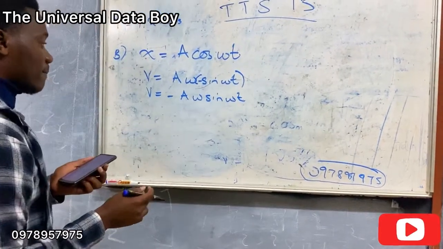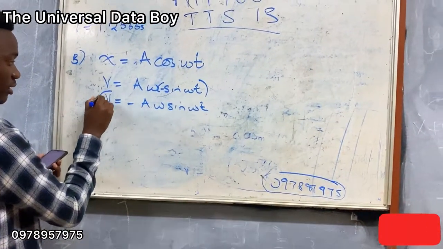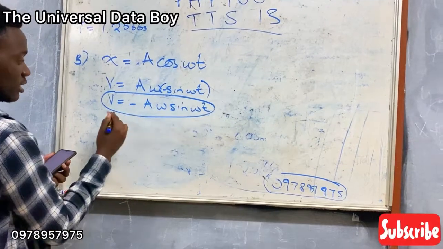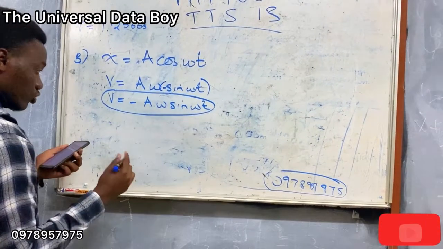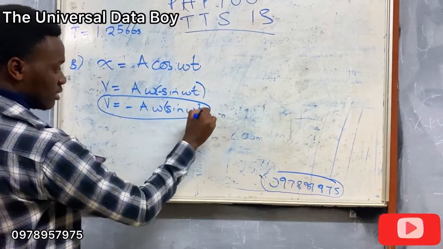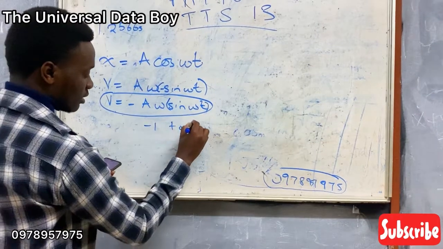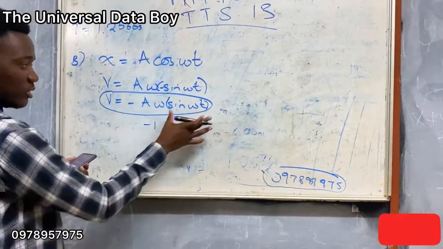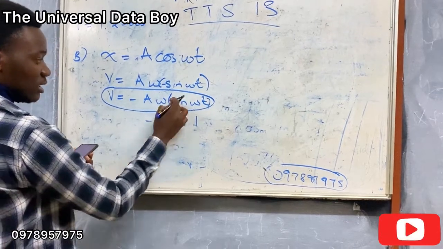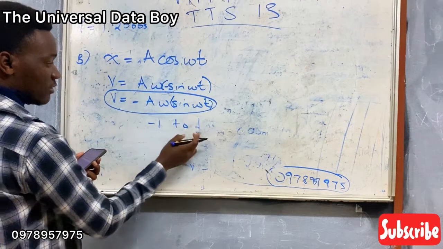So now we're being told to find the maximum velocity, and this is the formula for velocity with respect to time. What we're going to notice here is that the sine function has a range from -1 to 1. So these are the highest numbers that we expect to find in here. So the maximum velocity will occur when whatever function is in here gives us 1.